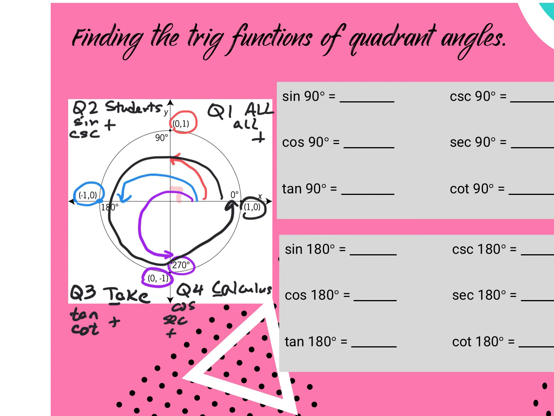What's nice about this is my R value for all of these is going to be 1. So when you use these 4 ordered pairs that are on the X and the Y axis, you don't need to do the calculation for R. But I'm going to show you an example.